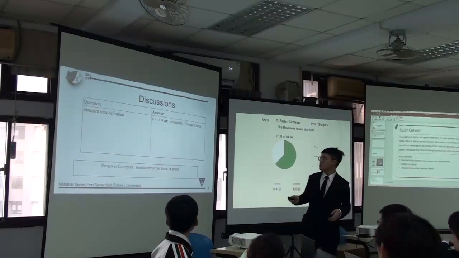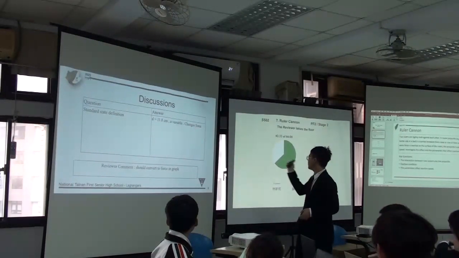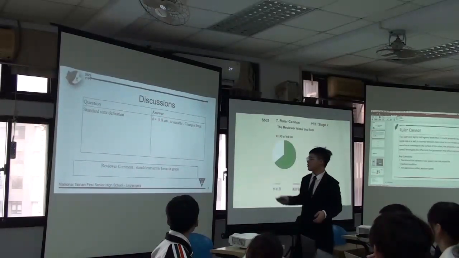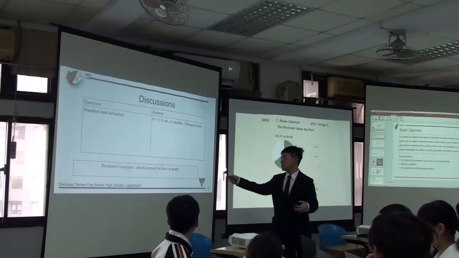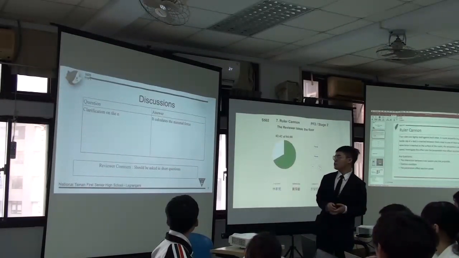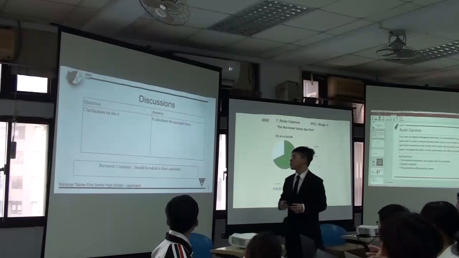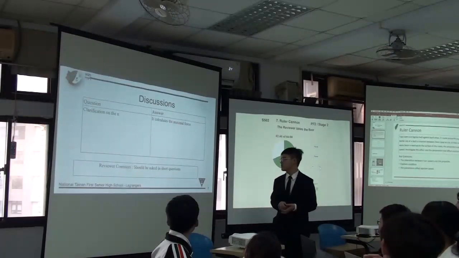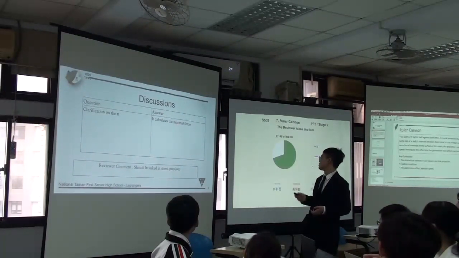In the discussion of the standard state definition, they clarified the d as this number. And I think that in the graphs they should use force instead of d. They also clarified the n, which the reporter says calculates the minimum force. And I think this should be asked in the short questions.